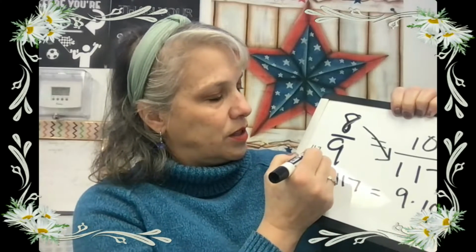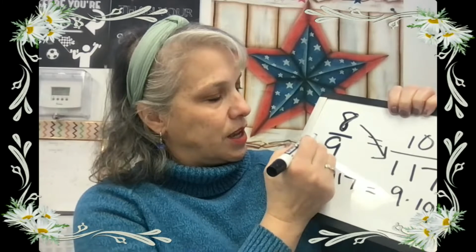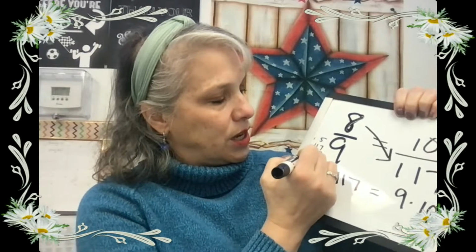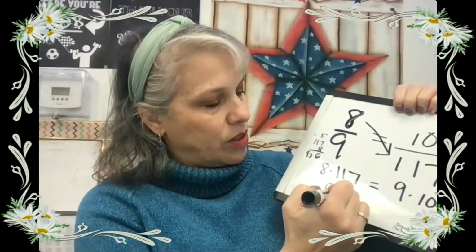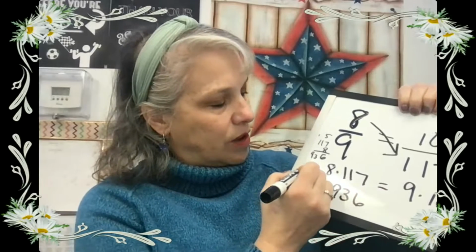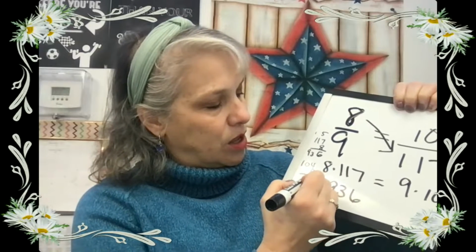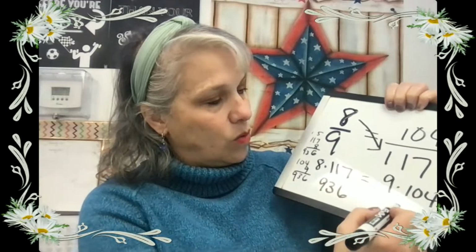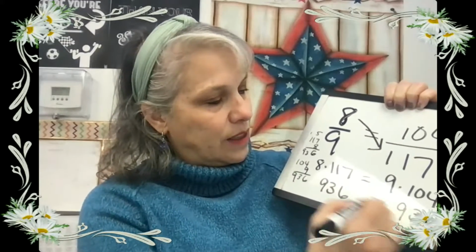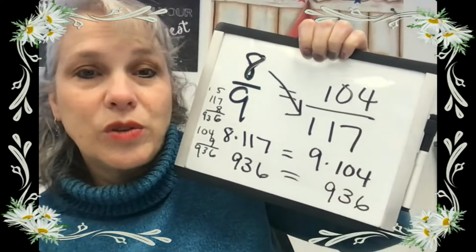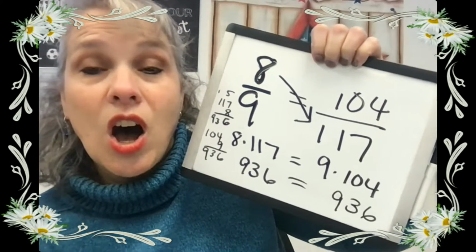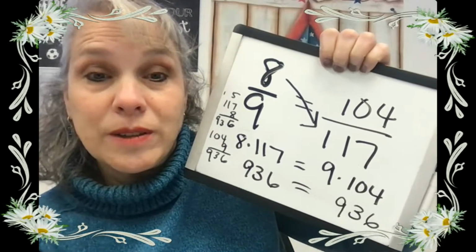So 117 times 8 is 936, and this is 104 times 9, which is 936. Oh, look at that. They are equal. So these two fractions are equivalent fractions. So that's how you can determine if they are equivalent fractions.